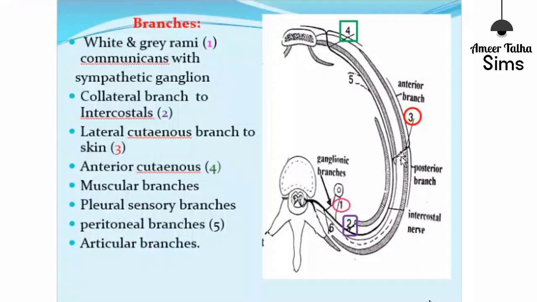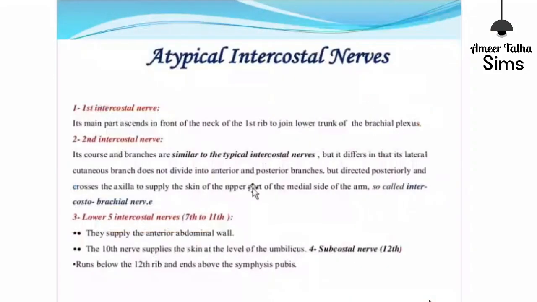This lateral cutaneous branch of the second intercostal nerve does not divide into anterior and posterior branches, and it supplies the upper part of the medial side of the arm. So it's called the intercostobrachial nerve.